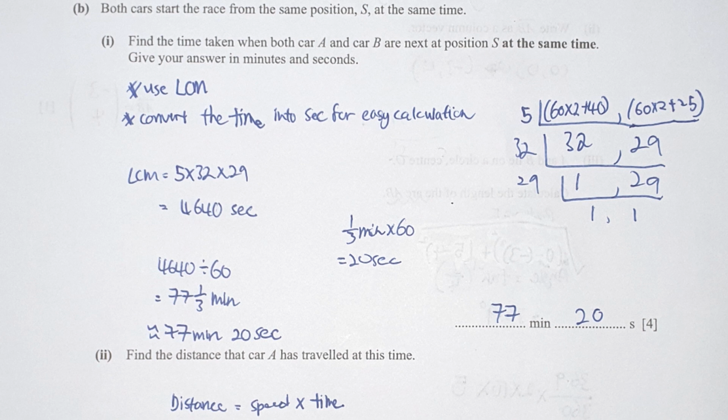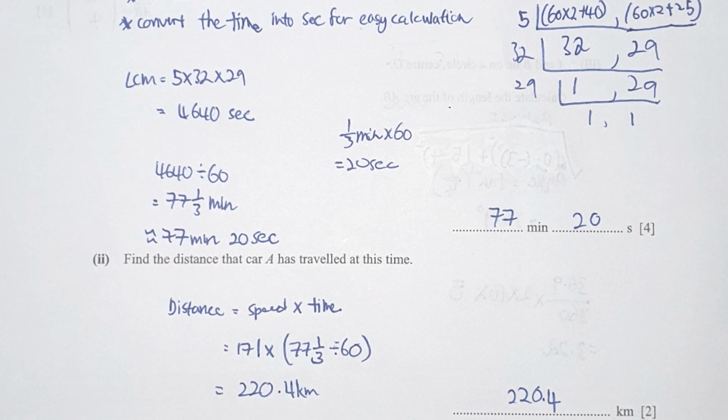Find the distance that car A has traveled at this time. So distance equals speed times time. We have the speed already, which is 117, multiplied by the time of 77 minutes 20 seconds. Convert it into hours, and you get 220.4 kilometers. So this is pretty much it for this particular paper.